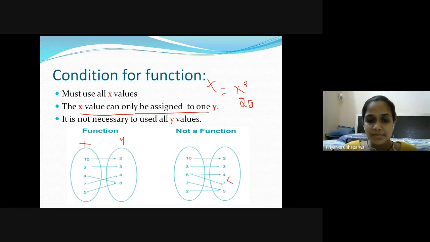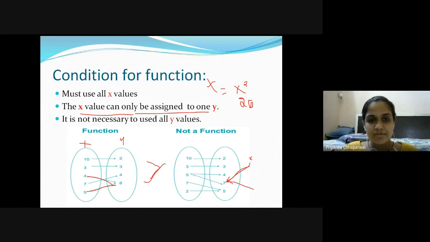So always remember, students, this is valid: if you have an arrow like this, it is valid, but if you have one like this, where the element 5 has two images, it is not possible. So it is not a function. Always remember all the x values have a single image in y. It is not possible for 5 to have two outputs. So it is not a function.